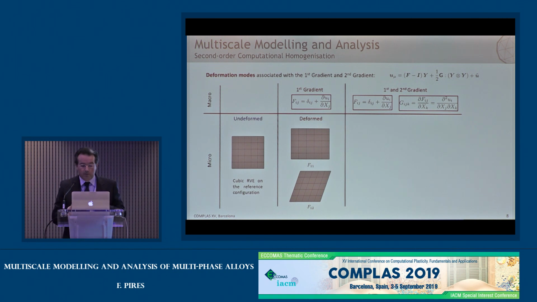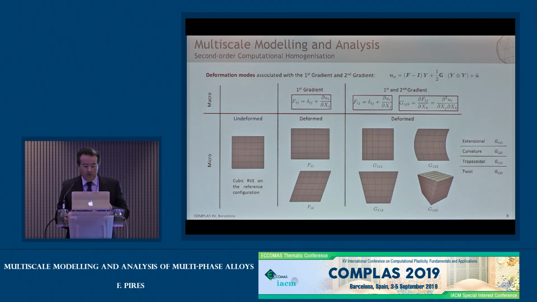Nevertheless, if we actually enforce both the first gradient and the second gradient of the displacements, we can enrich the number of deformation modes that we have, and we can get extensional, curvature, trapezoidal, and twist modes. So when the second gradient is considered, the infinitesimal volume can actually undergo additional deformation modes.